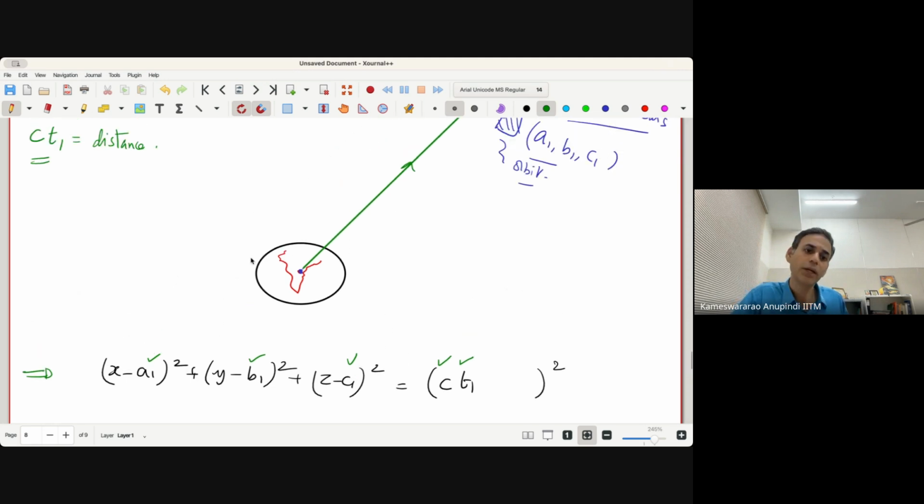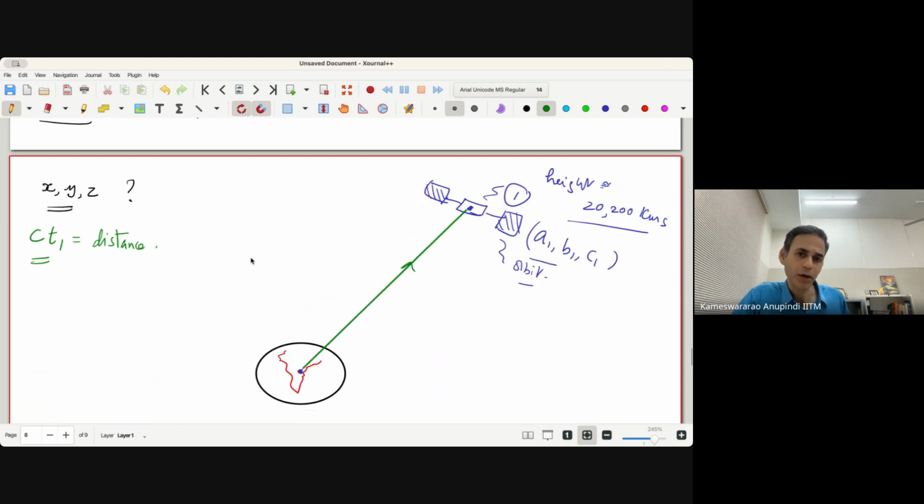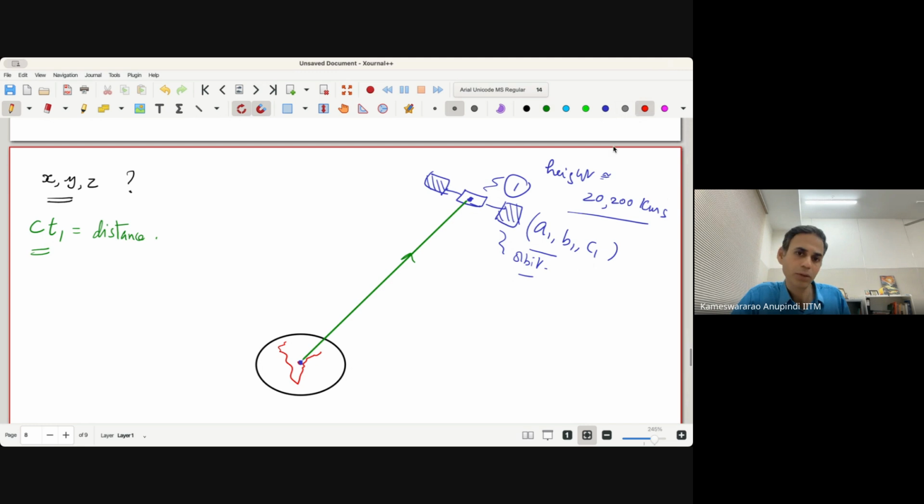Essentially, because we have 3 unknowns and we have only one equation, what people did was, okay, let us put more satellites. Let's put another satellite which is going around the Earth, whose position I know as A2, B2, C2. Because I have 3 unknowns, this will only give me 2 equations. I need a third equation. So I'm going to put another satellite that is again going at some A3, B3, C3.